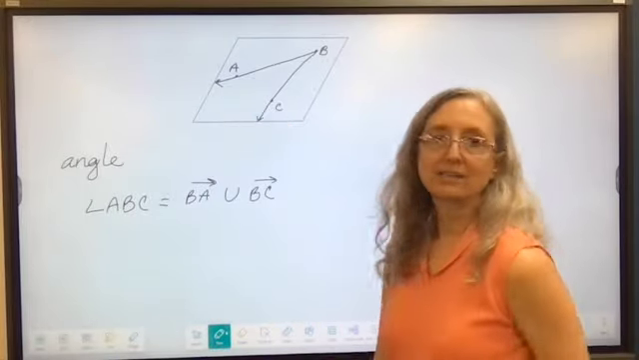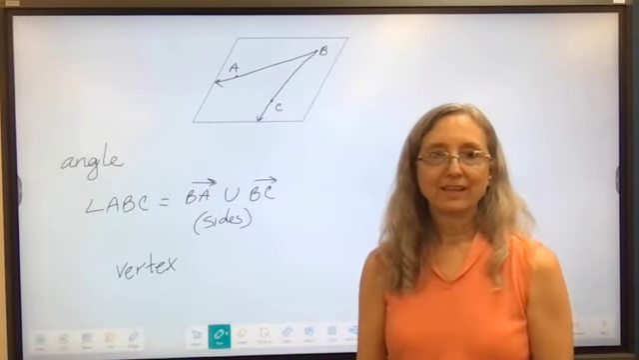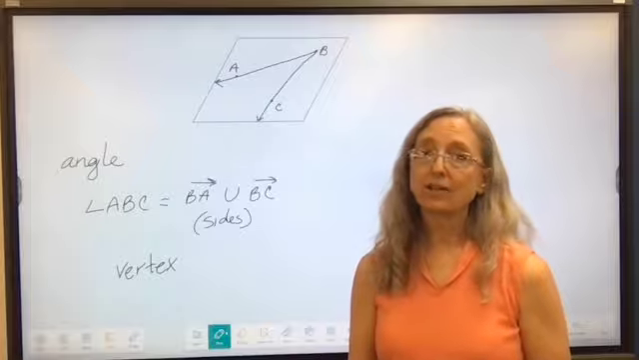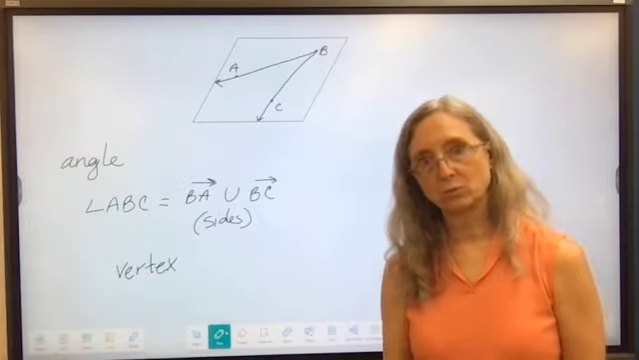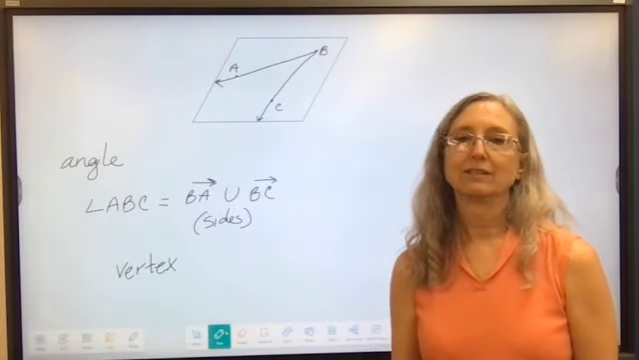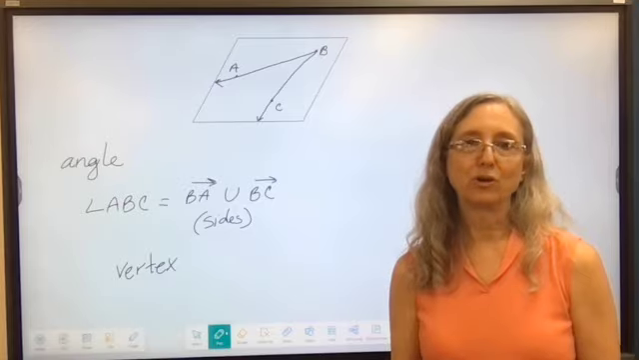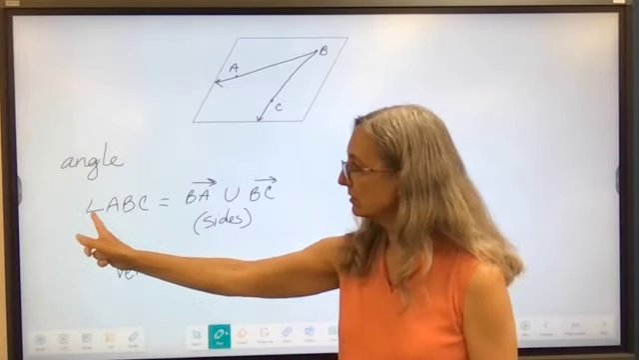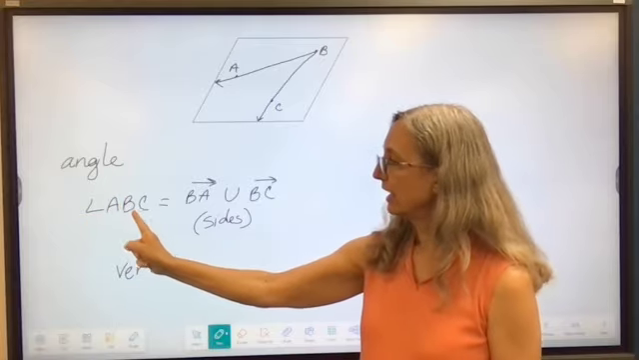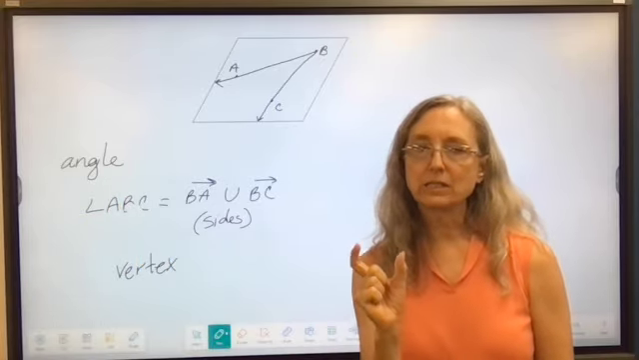Side, aside. The vertex of the angle is that common endpoint. So B is the vertex, an important word. We will use it a lot. B is the vertex of your angle. Notice when we name an angle, this symbol here stands for an angle, and the vertex is always the middle letter.